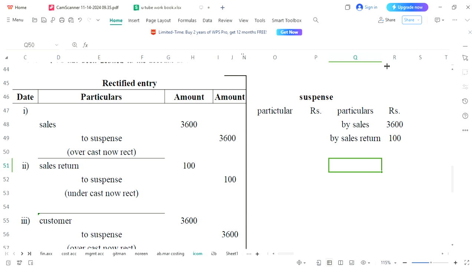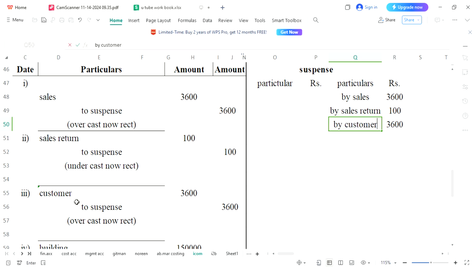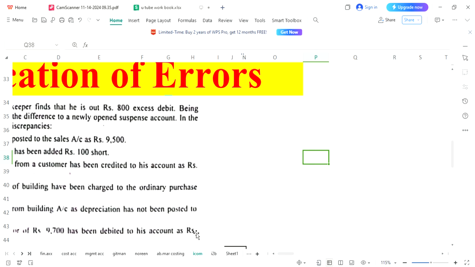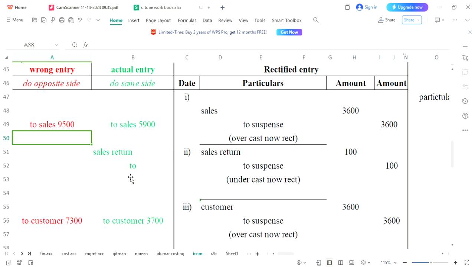Two entries are completed. Now the third entry, again suspense is present on the credit side with 3600. For reference, look at here, customer is present, so you will write the name of the customer over here. I would like to check it. Both amounts are 3600 for 1 and 3. Let's see, for 1 and 3.